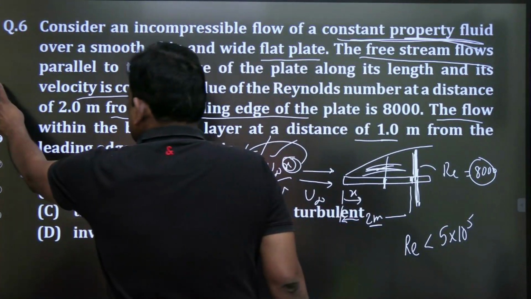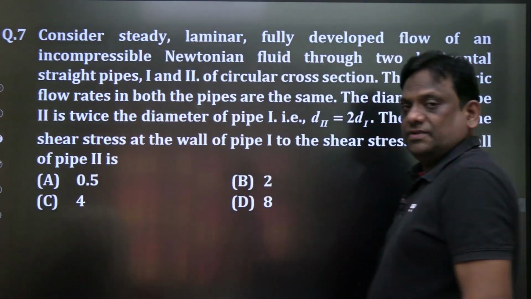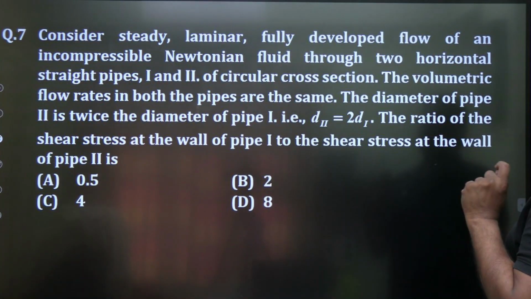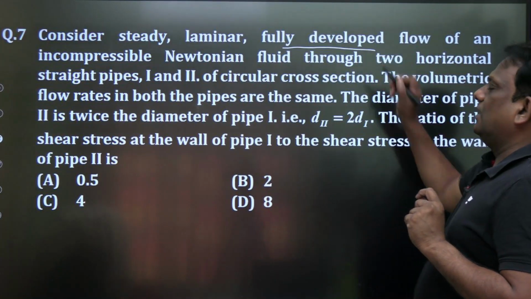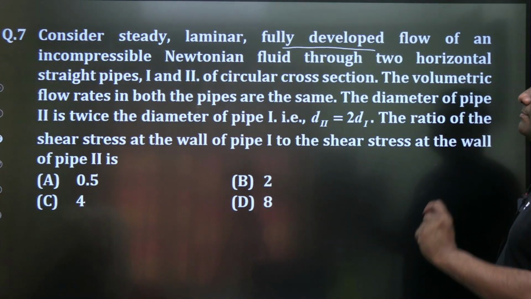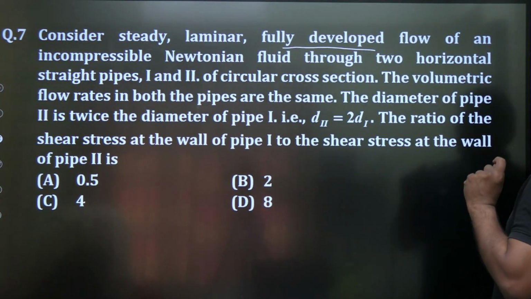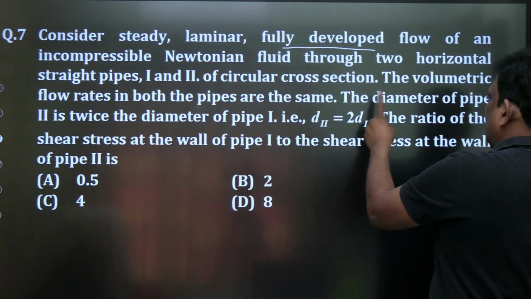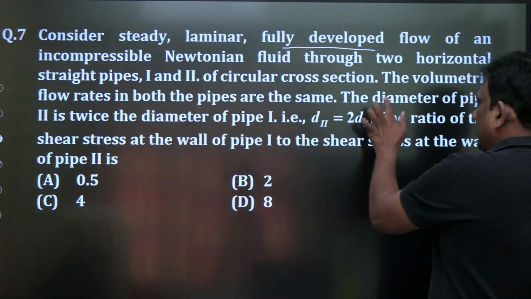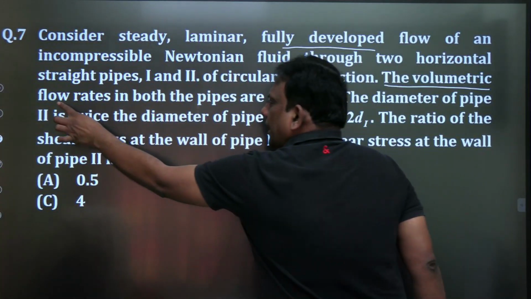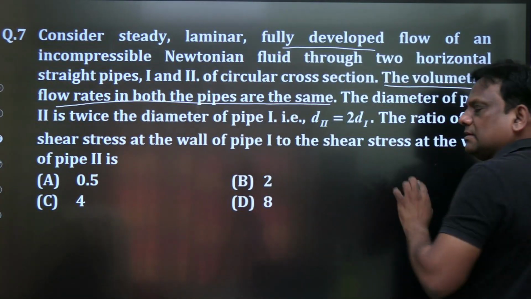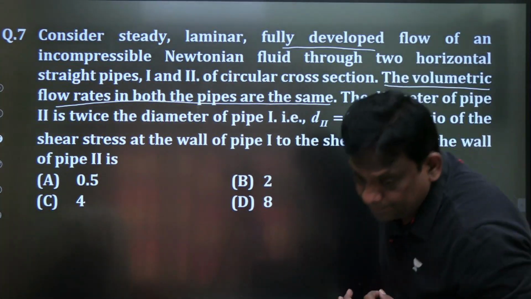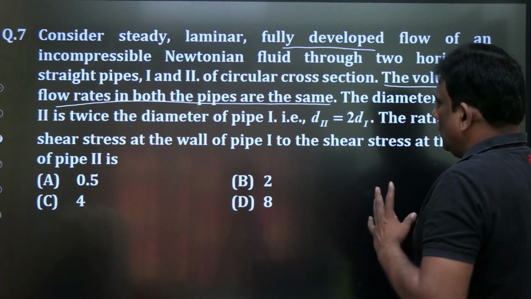Let's go to the next question. Please read this question. This is a good question. Consider a steady laminar, fully developed flow of an incompressible Newtonian fluid through horizontal straight pipes 1 and 2. There are 2 pipes, 1 and 2, of circular cross section. The volumetric flow rates in both pipes are equal. This term is very important. In both pipes, the discharge is the same. I repeat, in both pipes, the discharge is the same.